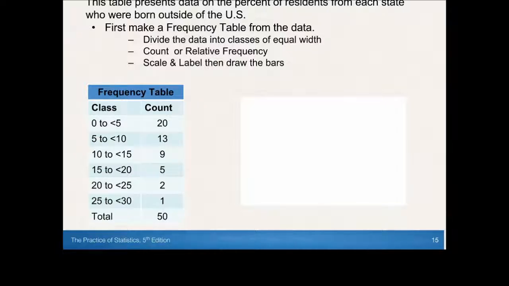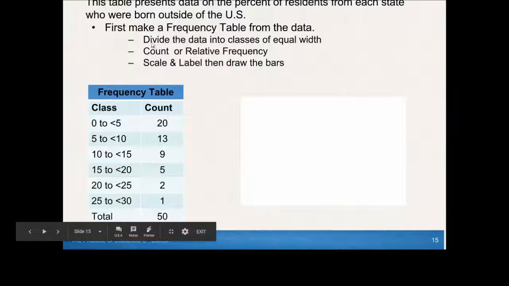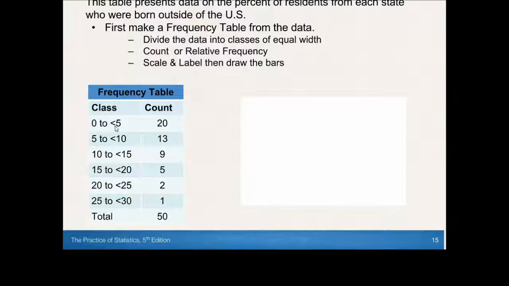Okay, so here's some data that represents the percent of residents from each state who were born outside the U.S. So we first make a frequency table from the data. We take the data and divide it into equal classes. These are the classes: 0 and less than 5, 5 to less than 10, 10 to less than 15, 15 to 20. You can see that every one of these classes is equal sized.